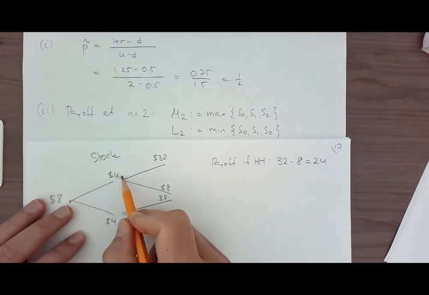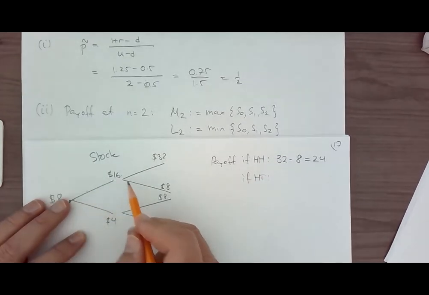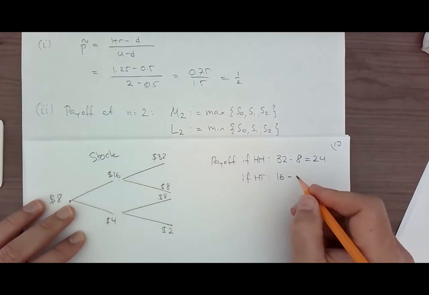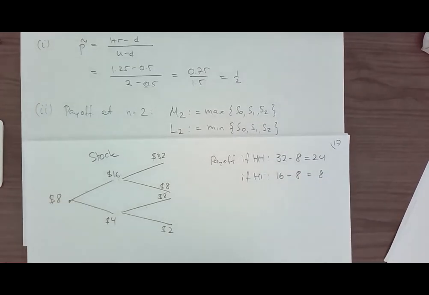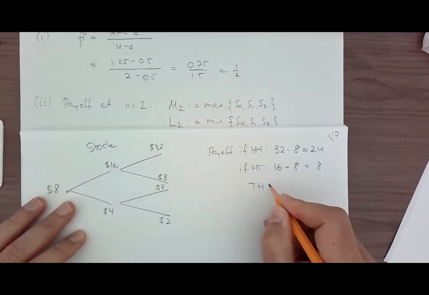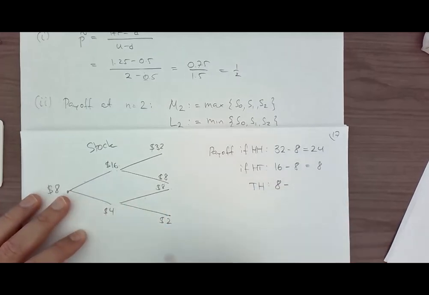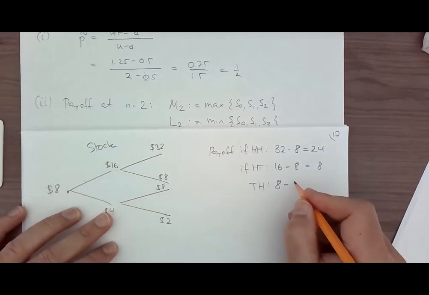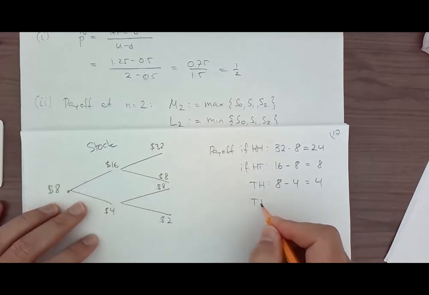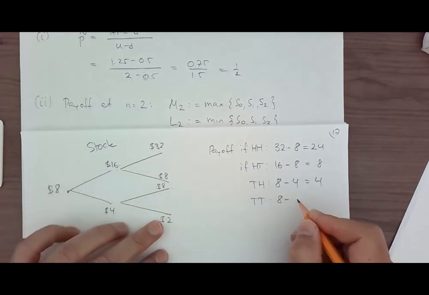And so if we instead have heads, tails, if we go from heads and then tails, then the maximum is 16 and the minimum is 8. And if I instead do tails, heads, so I go down and then up, the maximum is going to be 8. The minimum is going to be 4. And then last one is tails, tails. So the maximum is 8. The minimum is 2.